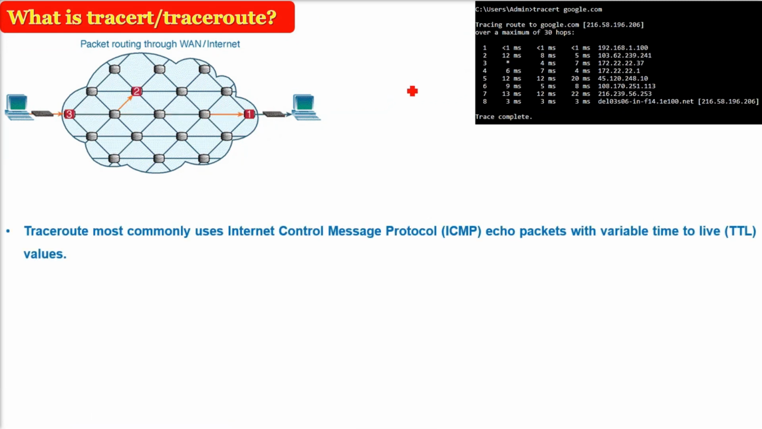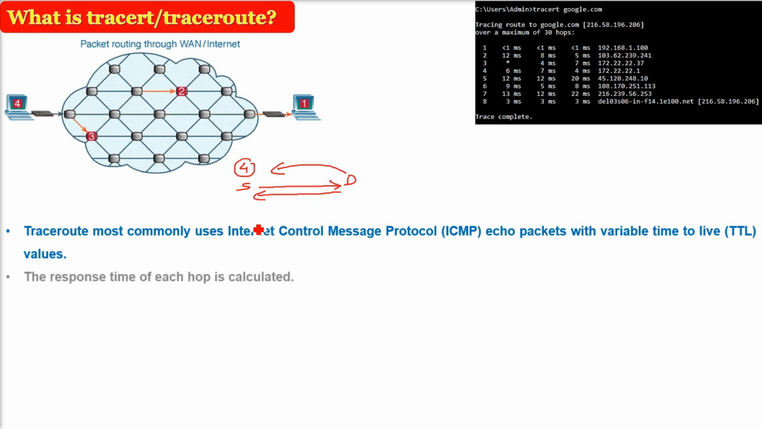Now, please understand very carefully. Tracert is Windows, traceroute is Linux and Mac. So this traceroute is nothing but the big brother of ping. Traceroute most commonly uses ICMP, Internet Control Message Protocol, echo packets with variable time to live values. For each router encountered in between from source to destination, there will be a TTL. TTL equal to 1, TTL equal to 2, TTL equal to 3.